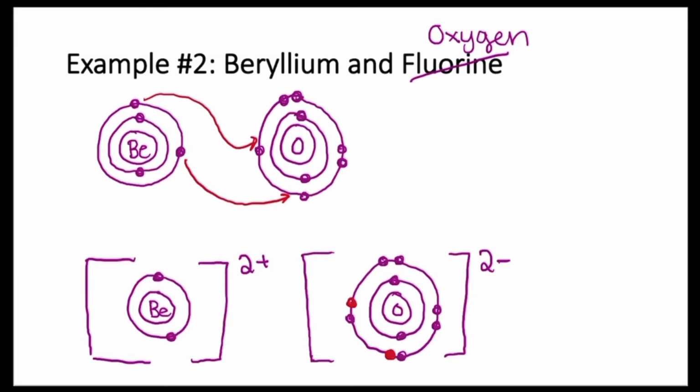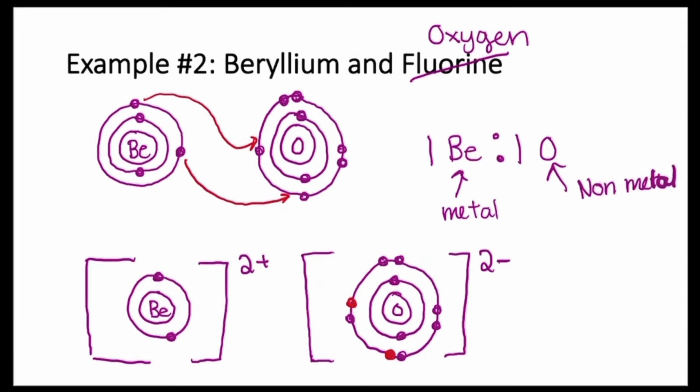So if you notice here, the ratio is 1 beryllium to 1 oxygen. And beryllium is your metal and oxygen is your nonmetal. So for ionic compounds, if you were to write the chemical formula for this, which we're going to get into later, because of this 1-to-1 ratio, the formula is BeO. So the metal always comes first, and then the nonmetal comes second.